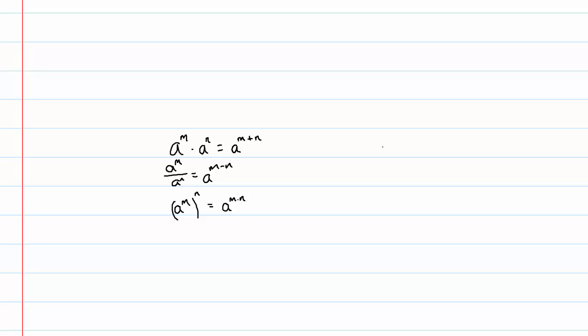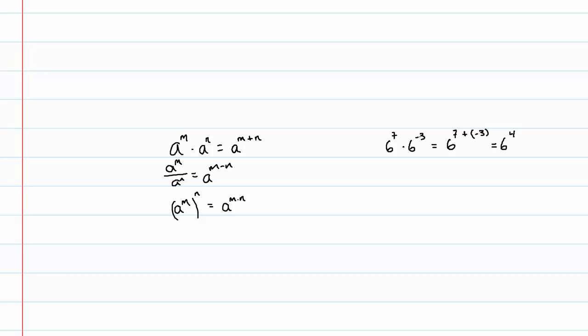So, our first example asks us to simplify 6 to the 7th power times 6 to the negative 3rd power. Well, we're multiplying these numbers, so we keep the base, we take the sum of these powers, making sure to keep negatives. This should give us 6 to the 4th power.